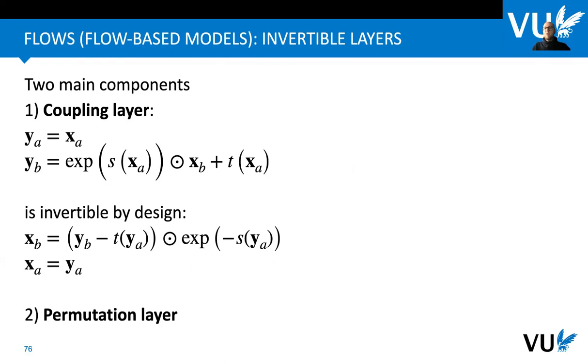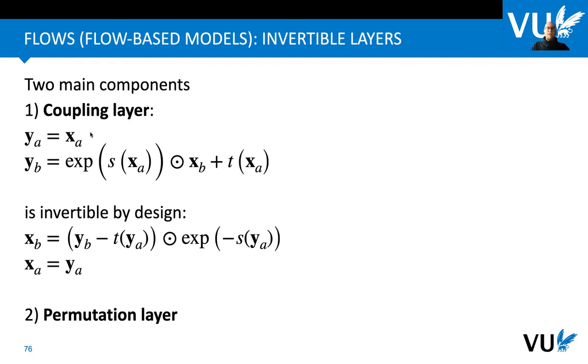This is the approach proposed in the RealNVP paper. It is a very good baseline, and there is a lot of work built on top of it, so this is really useful to know. We can design very particular, specific layers that are invertible by design.